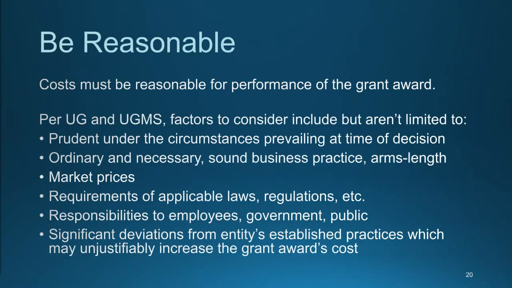Cost must be reasonable for the performance of the grant award. UG and UGMs are nice. They do give us some criteria to think about when we think about whether a cost is reasonable. Necessary and reasonable often go hand in hand. We often think about the two together. So these are some of the criteria that UG and UGMs do list for us to consider. There are others as well. I picked out the high points. It also talks in a little more detail about reasonable costs in UG and UGMs, so definitely something to check out if this is something you're having to think about.